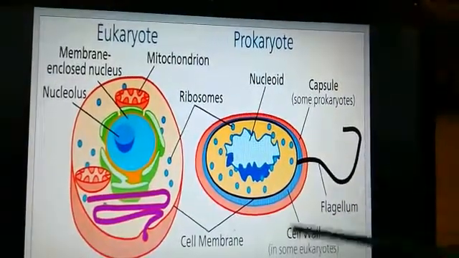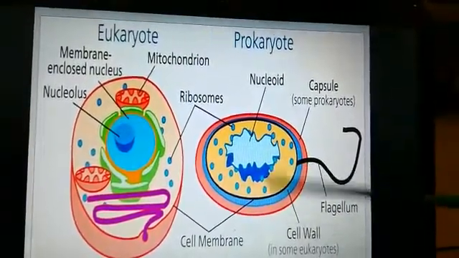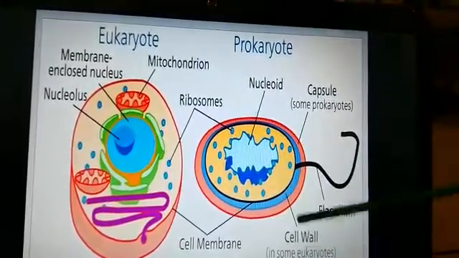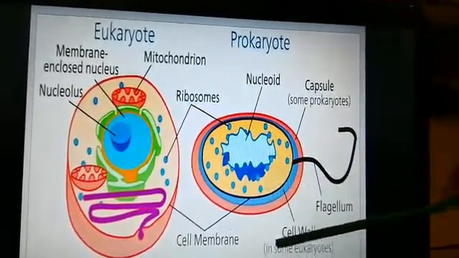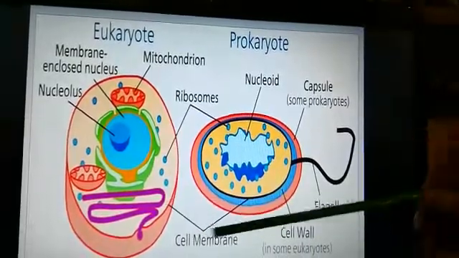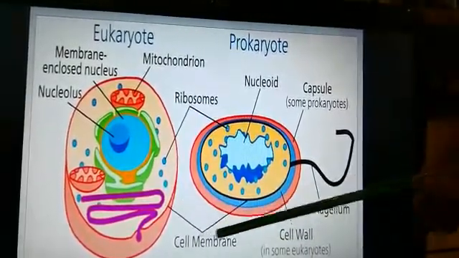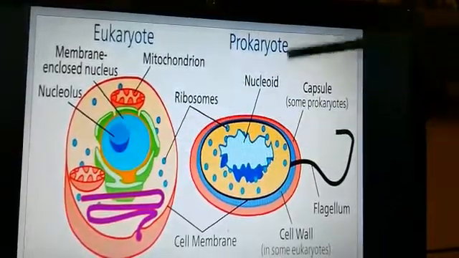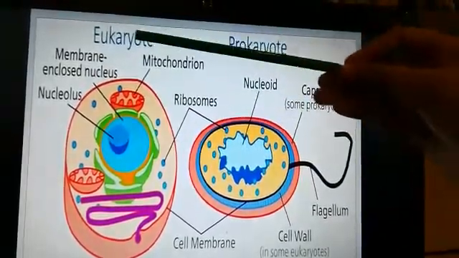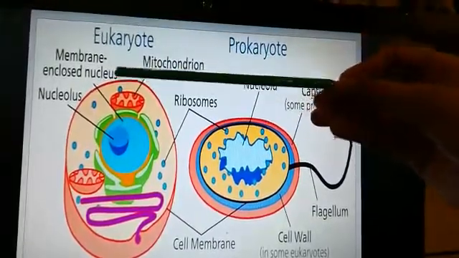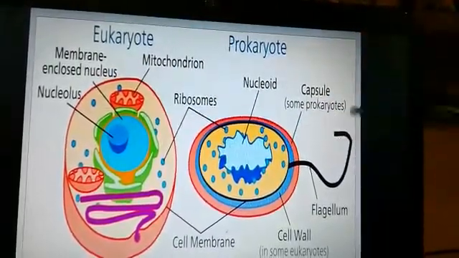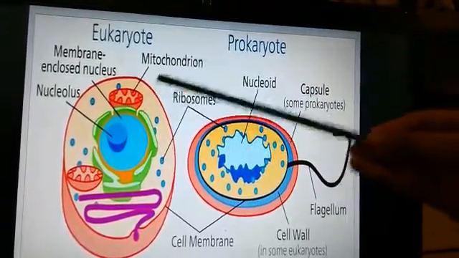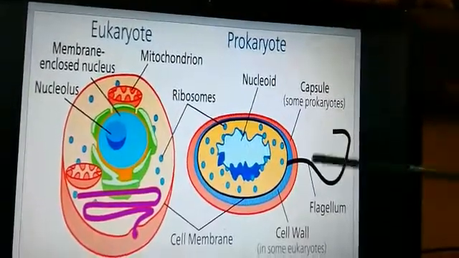Those are the diagrams of eukaryotes and prokaryotes. So in prokaryotes there is a cell wall, but in some eukaryotes there is a cell wall too. Cell membrane is present in both of them, and there are ribosomes which are also present in both of the cells. So this is in eukaryotes, membrane enclosed nucleus and nucleolus is present, but in prokaryotes there is no membrane enclosed nucleus. In eukaryotes there is mitochondria, but in prokaryotes there is capsule and flagellum.